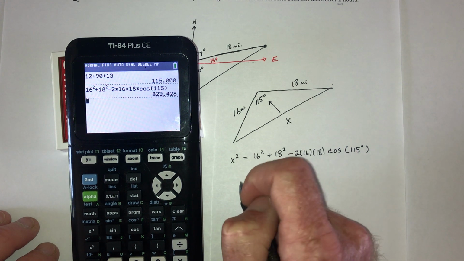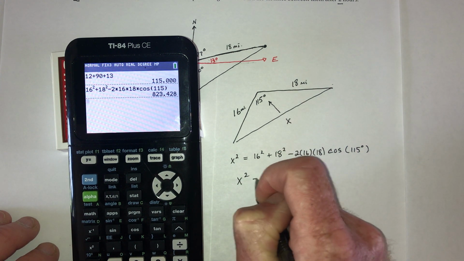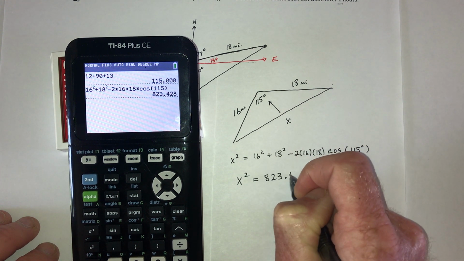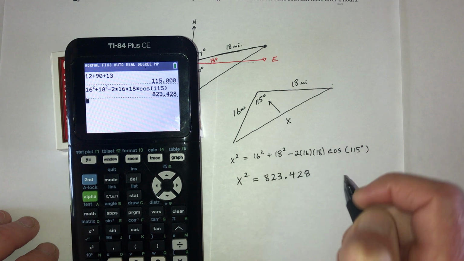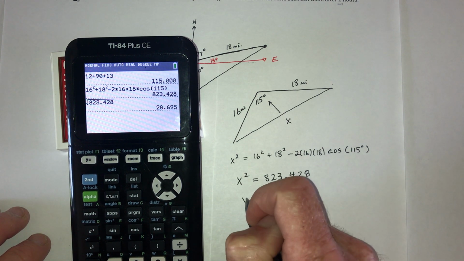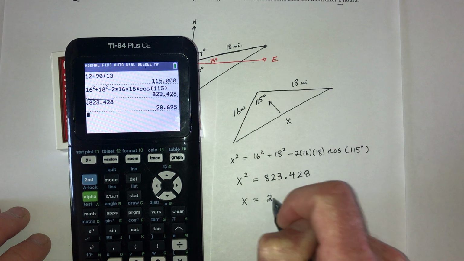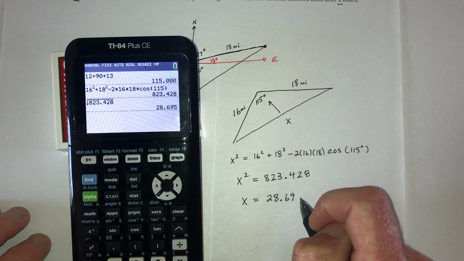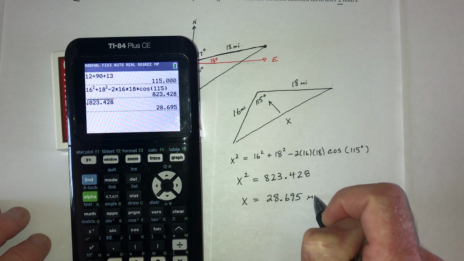Are they really 823 miles apart? No, because we still need to take the square root. So now the square root of 823.428, they are 28 miles apart. Actually 28.695 miles apart.